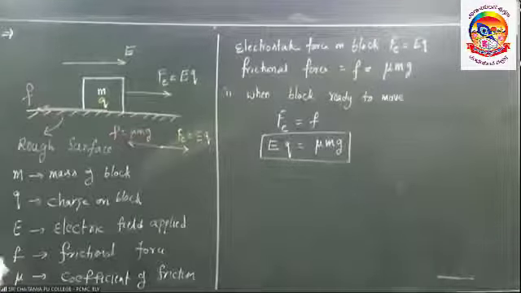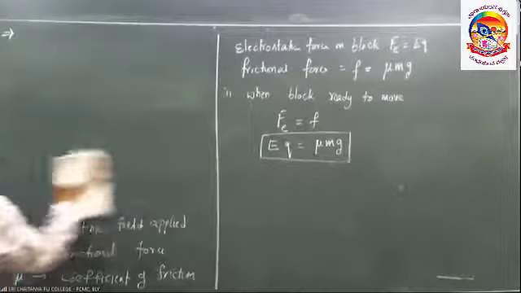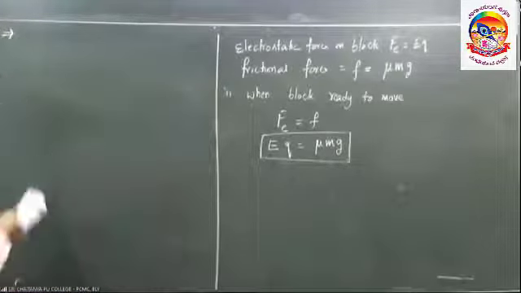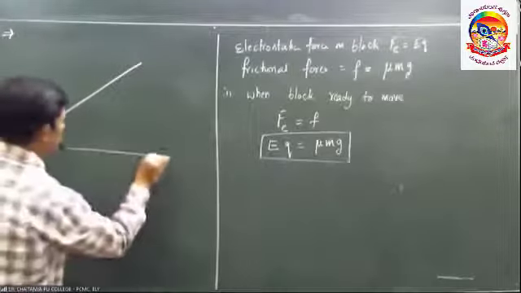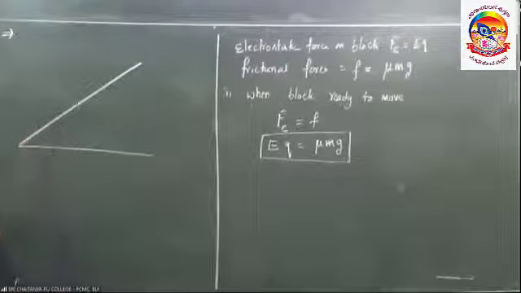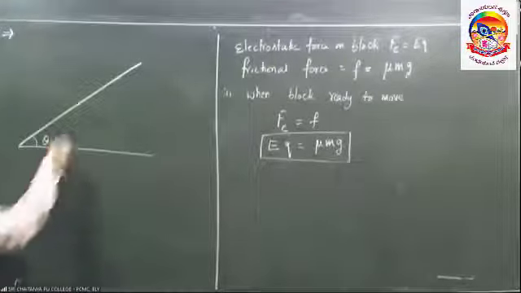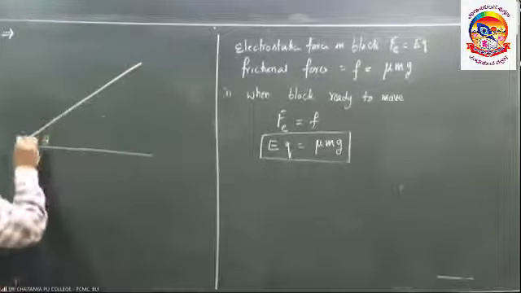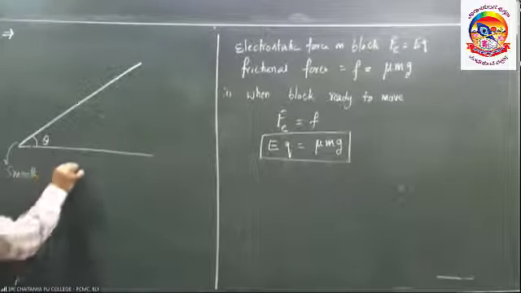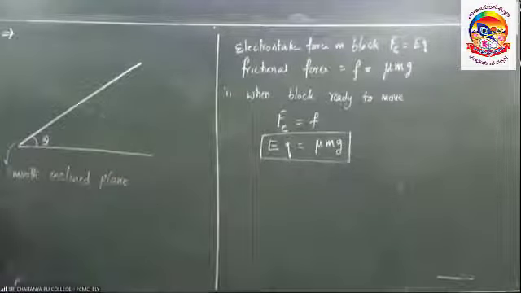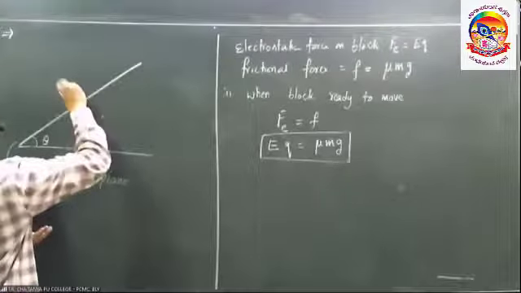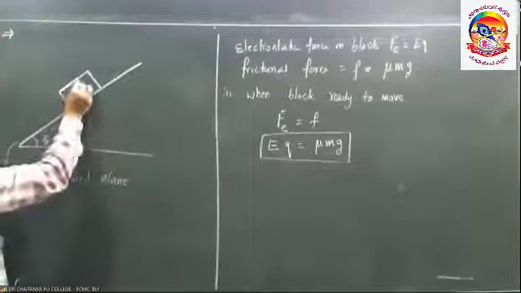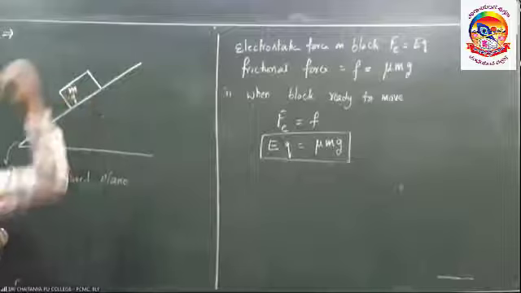Next. This is an inclined plane of inclination theta. Let this inclined plane is smooth inclined plane. On this inclined plane, a block is kept. A block of mass m, say charge q, is kept on it.